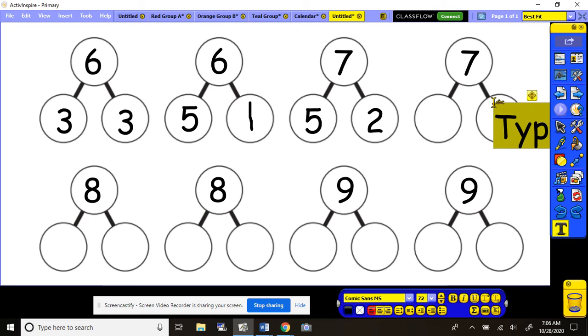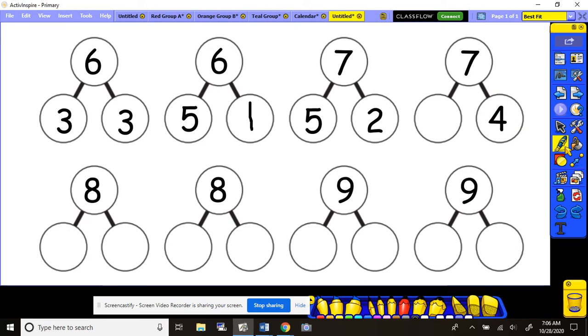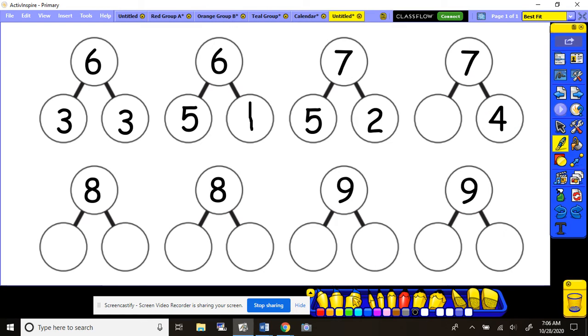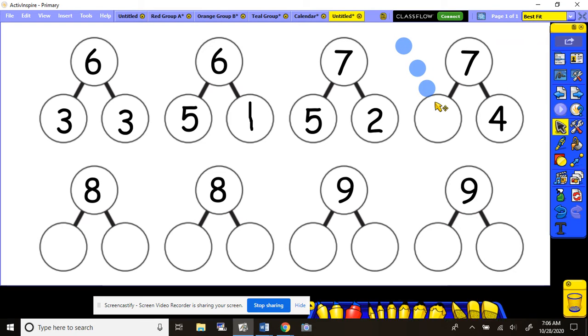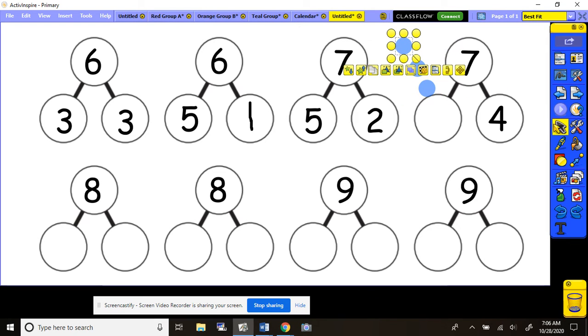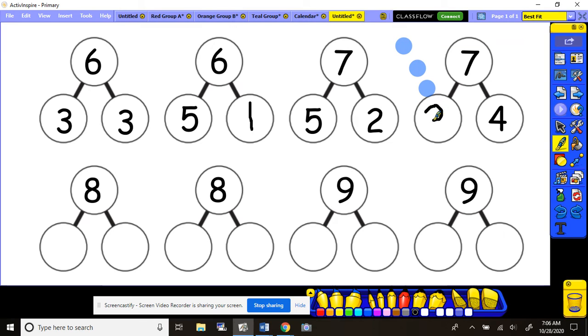What if I started with 4? So I have 4, I need 7. So I'm going to go 4, 5, 6, 7. That's 1, 2, 3. So 3 would be my other part. So 4 and 3, or 3 and 4, are both parts of 7. You might have done 6 and 1, or 1 and 6, and you might have done 7 and 0, or maybe 0 and 7, because if they're the same 2 parts, it doesn't matter what order they go in, they're still going to equal the same whole.